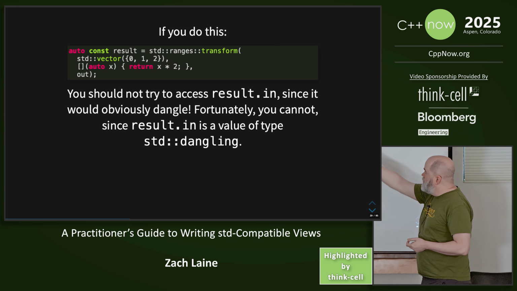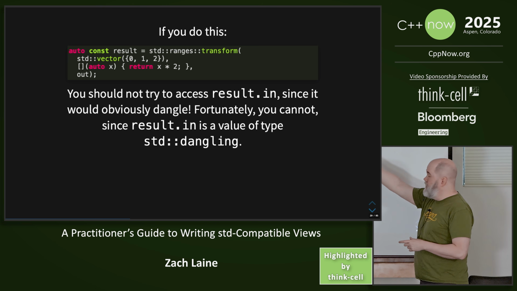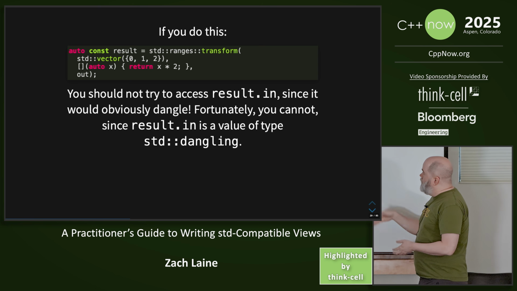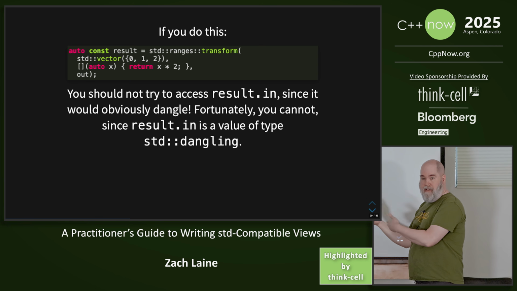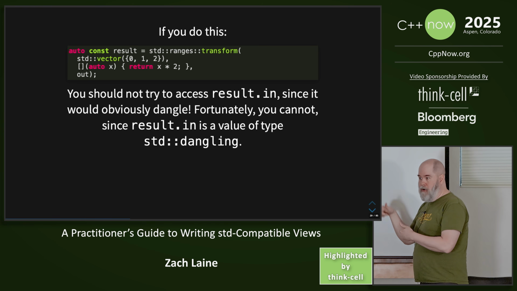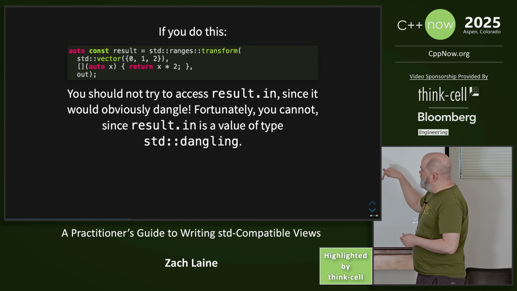Clearly, if I returned the result and the .in member of the result was an iterator into that vector, I would have an immediately dangling iterator. So instead, we put a value in there that's just called dangling, where the .in data member is of type dangling.